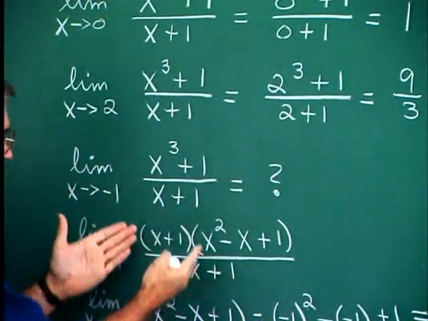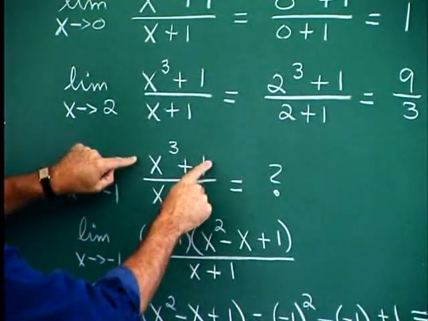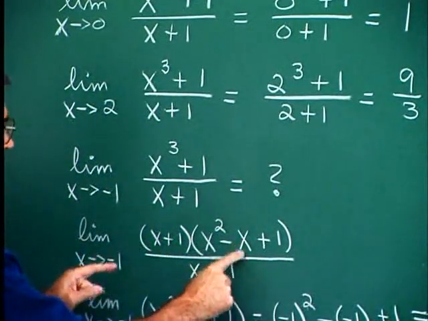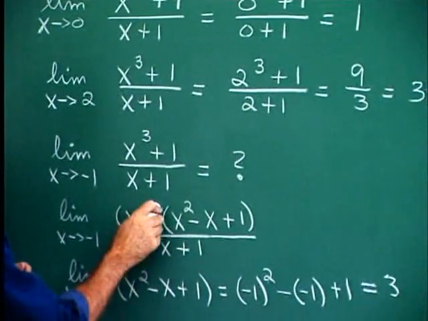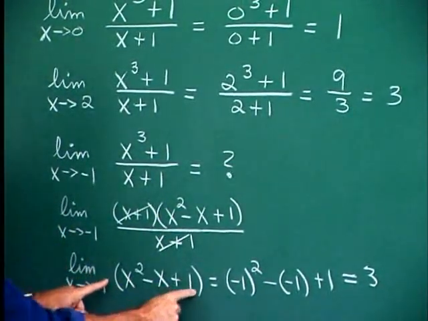And the technique here is factoring. So we're just factoring in the numerator. This is the sum of cubes. We factor into a binomial times trinomial, and oh happy day, the binomials here and here cancel. And when they cancel, we have x squared minus x plus 1.